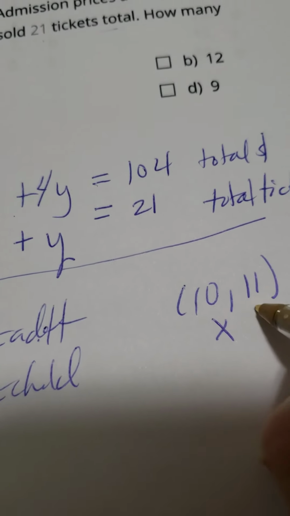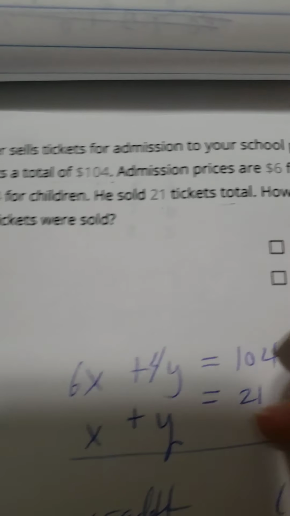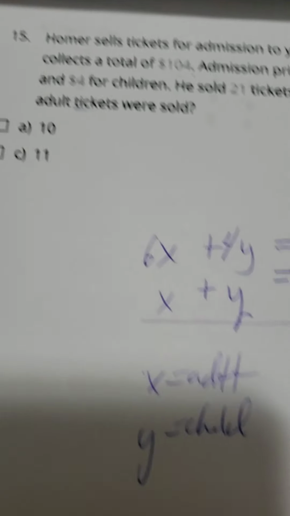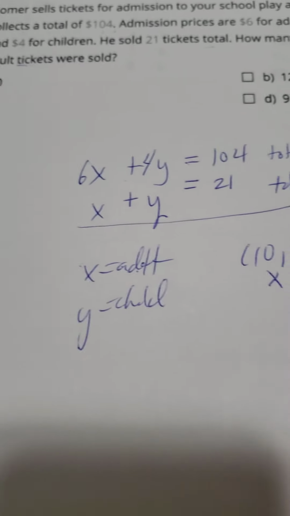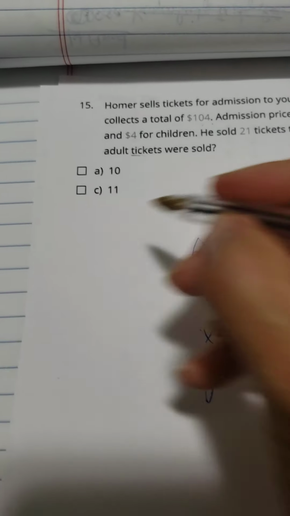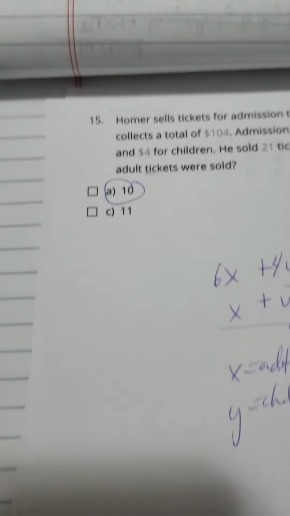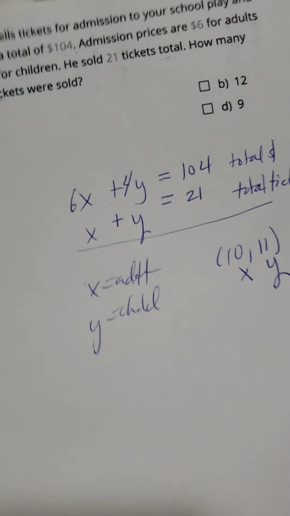This is my X and this is my Y. And here they want to know how many adult tickets were sold. And we said adult was X. So then our answer is 10. Did you have to do a graph? No, you could do this by hand.